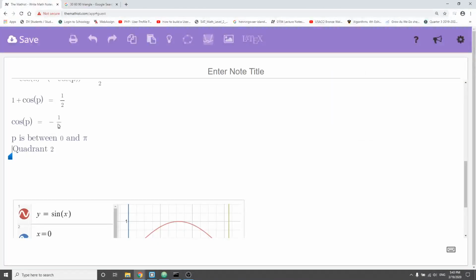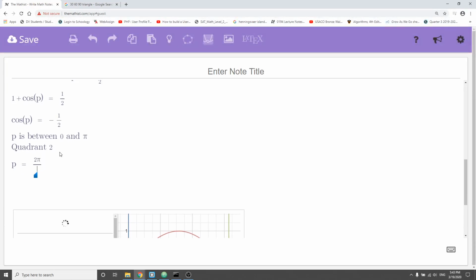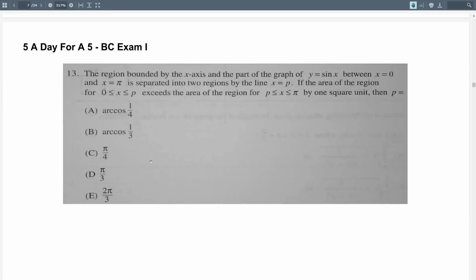So cosine of pi over 3 is 1/2, but we're trying to look for negative 1/2, so it's going to be in quadrant 2. So instead of having pi over 3 in quadrant 1, we would have 2 pi over 3 in quadrant 2. So finally, we have p equals 2 pi over 3. And if we go to the questions, the answer is E.